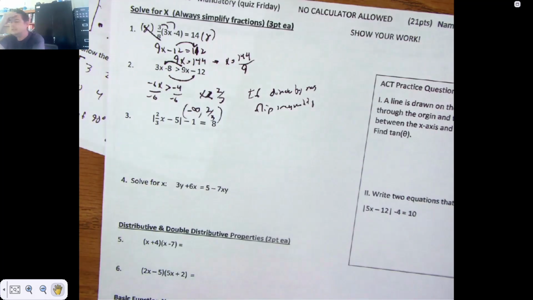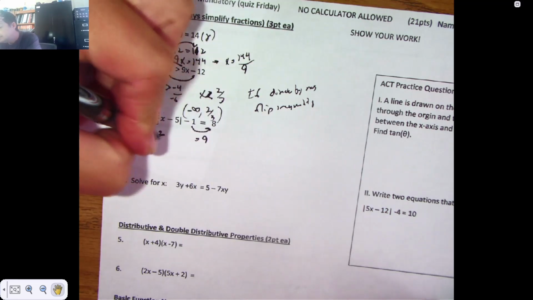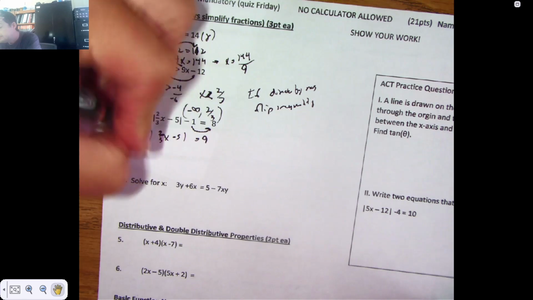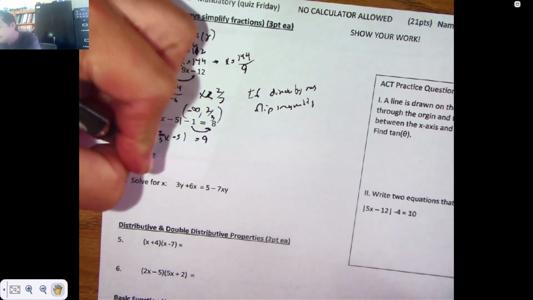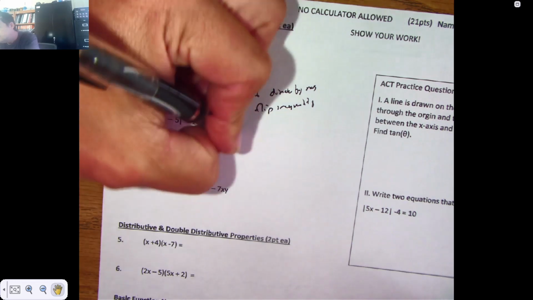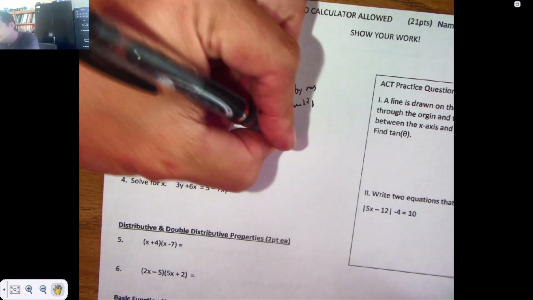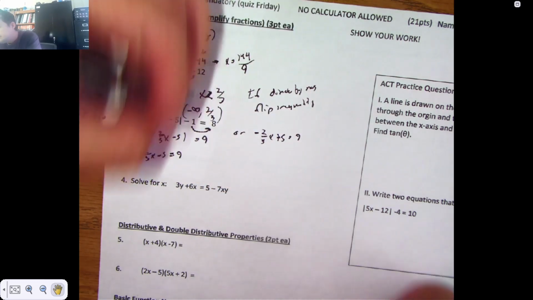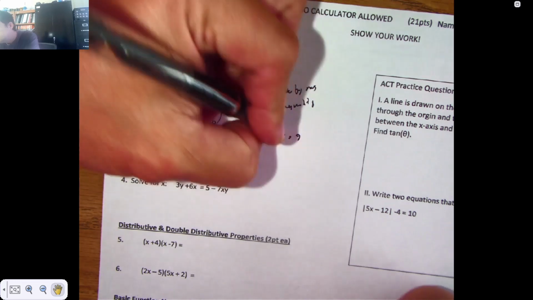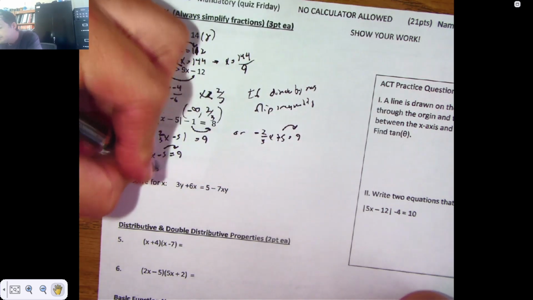All right, number 3, I'm going to add 1. I'm going to have a 9. The absolute value of 2/3 x minus 5 is 9. I'm going to write 2 equations. 2/3 of x minus 5 is 9, or negative 2/3 of x minus 5 is 9. Here I am trying to speed up and I'm getting slower. I'm going to add 5 to 9. 2/3 of x is 14.